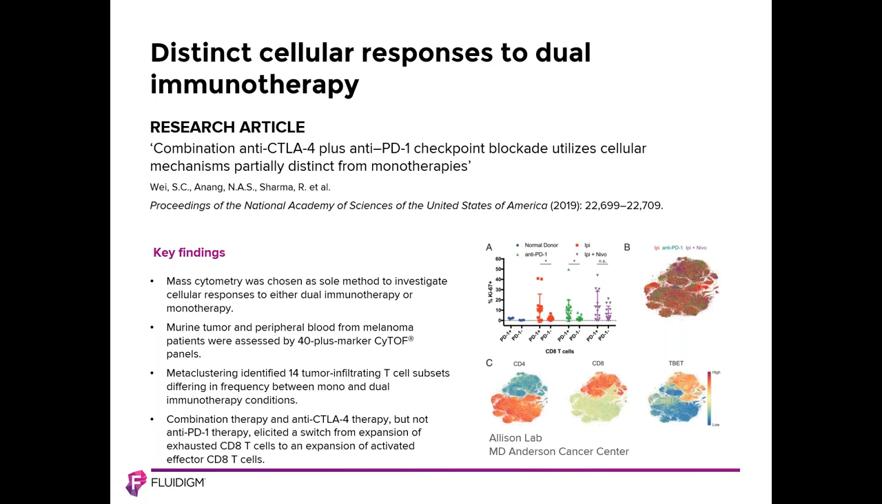In another paper from the Allison group published in 2019, distinct cellular responses to combination anti-CTLA-4 plus anti-PD-1 checkpoint blockade were identified. Mass cytometry was chosen as the sole method to investigate cellular responses to either dual immunotherapy or monotherapy. Murine tumors and peripheral blood from melanoma patients were assessed with 40-plus marker CyTOF panels. Metaclustering identified 14 tumor-infiltrating T cell subsets differing in frequency between both mono and dual immunotherapy conditions. Combination therapy and anti-CTLA-4 therapy, but not anti-PD-1 therapy, were found to elicit a switch from expansion of exhausted CD8 T cells to that of an expansion of activated effector CD8 T cells.